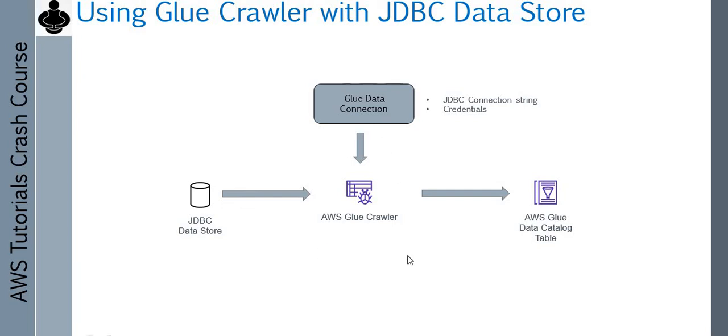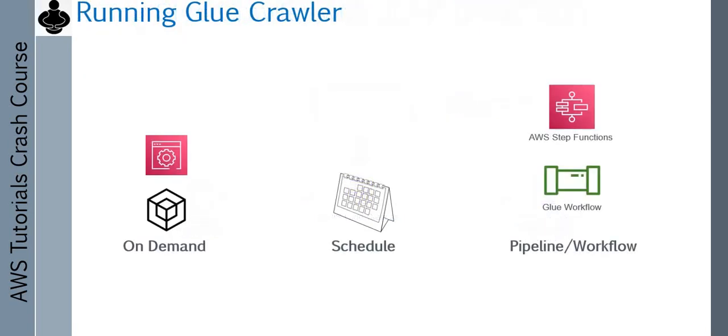And then the Glue crawler can simply use this Glue data connection to connect to the JDBC data store, look into the schema of your table, and then generate a catalog for them. So keep this in mind: if you are working with JDBC data sources, then you have to work with a Glue data connection. Okay, let's move on.